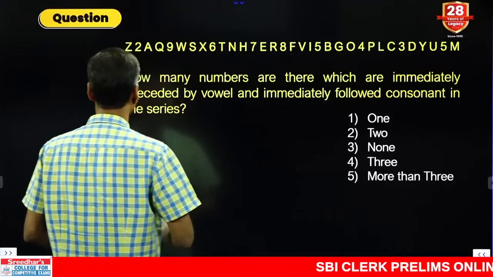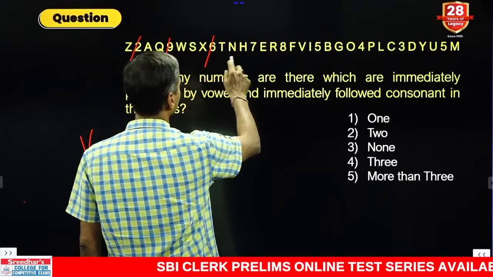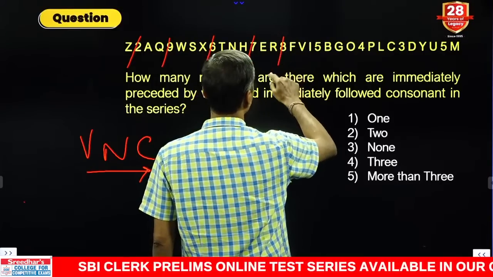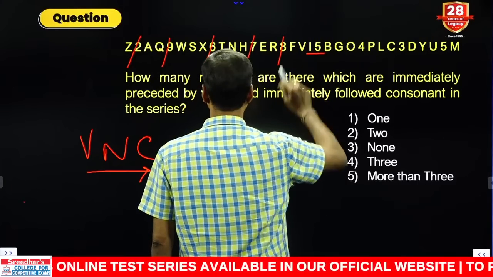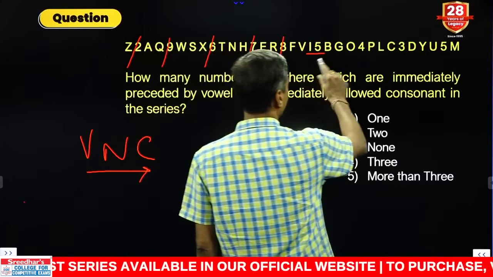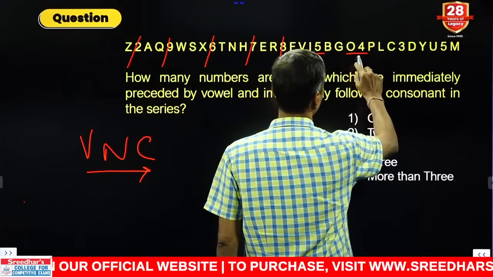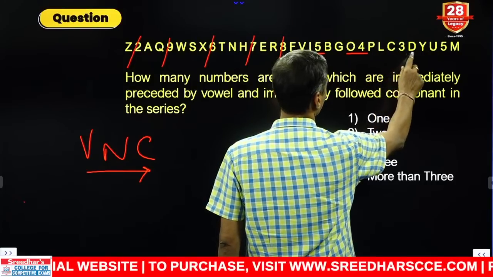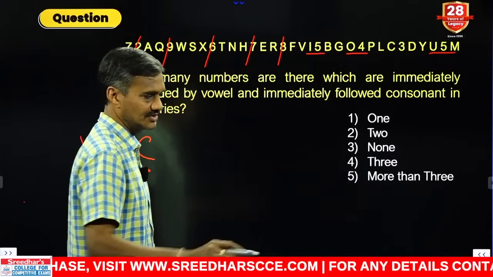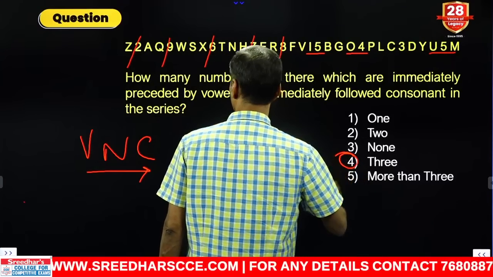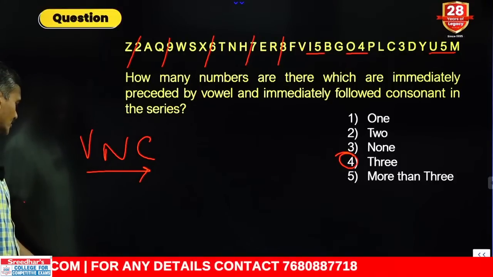Now let us focus on a number. This number is not preceded by a vowel, and this number is not preceded by a vowel, isn't it? And this number is also not preceded by a vowel. Yes, this is a number which is preceded by a vowel I and followed by a consonant. Hence I, 5 and B. And next one, yes, 4. 4 is preceded by a vowel and followed by a consonant. Next one, this 3 is not preceded by a vowel. And 5 is preceded by a vowel and followed by a consonant. And how many are there altogether? 3. There are 3 such numbers preceded by a vowel and followed by a consonant. Hence what is your answer? Choice 4. Then choice 4.